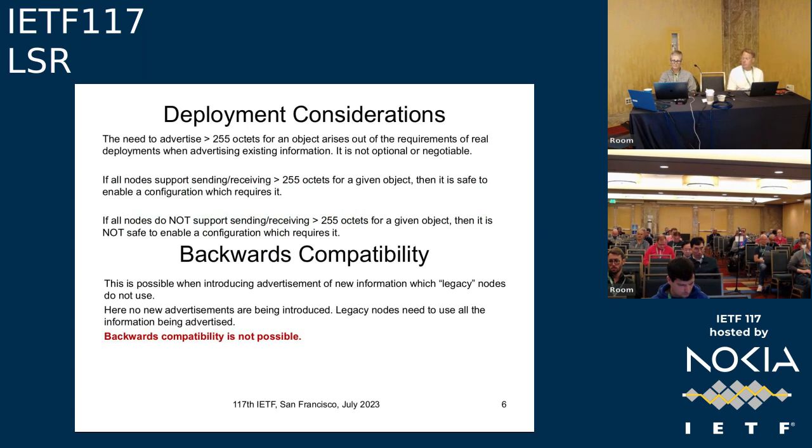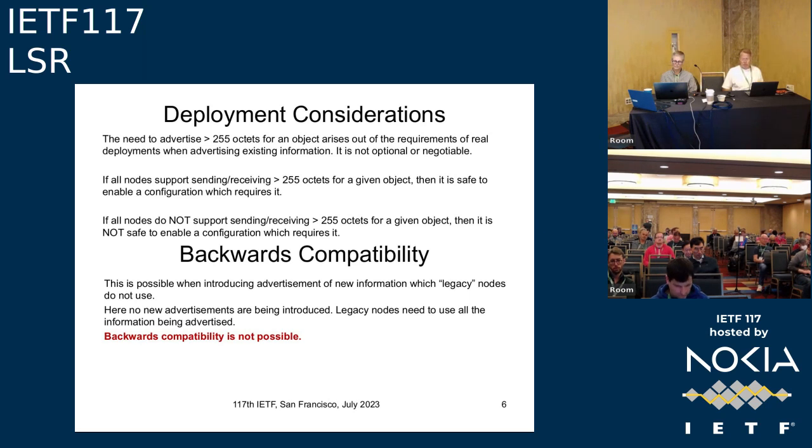It's key to understand that the need to advertise more than 255 bytes arises from the features that are being supported in the network. This is not an option. If you're going to deploy, for example, enough flex algorithms with enough attributes that need to be advertised, then you're going to have to advertise more than 255 bytes, or your network is not going to work. So this isn't a choice like, well, maybe I'll send multiple TLVs and maybe I won't.